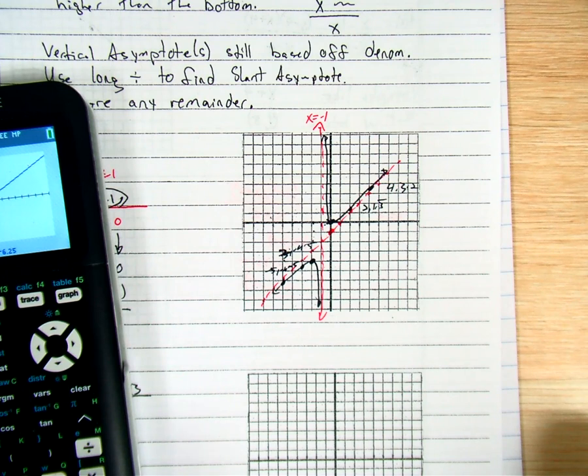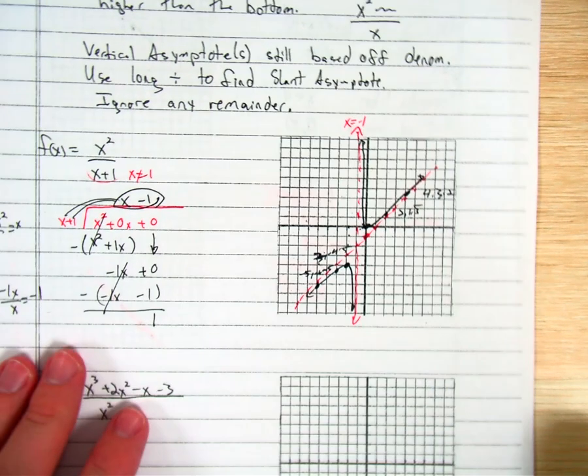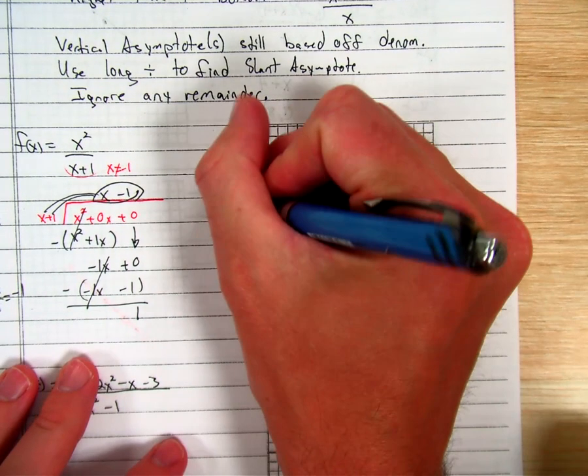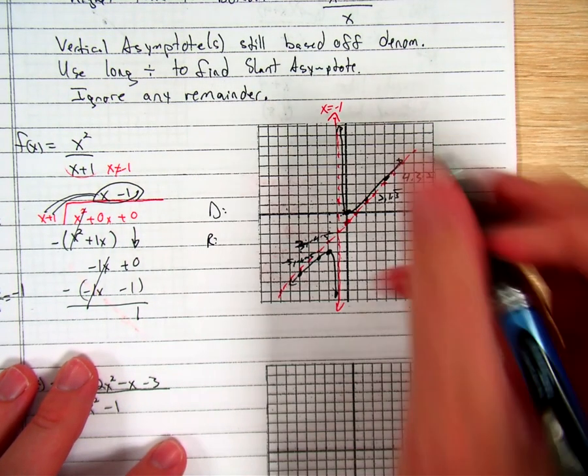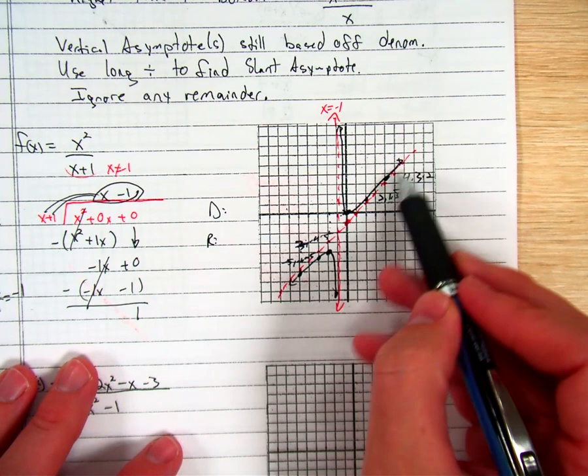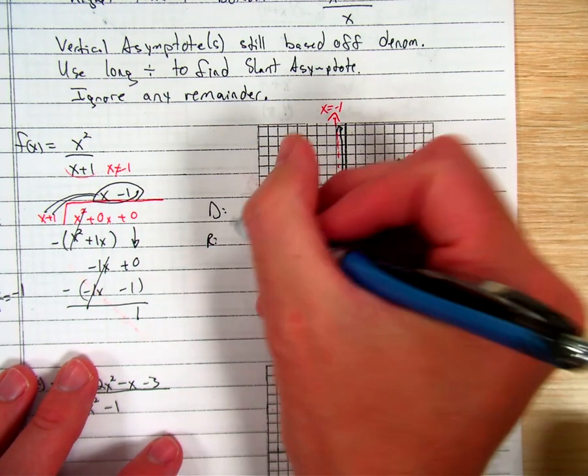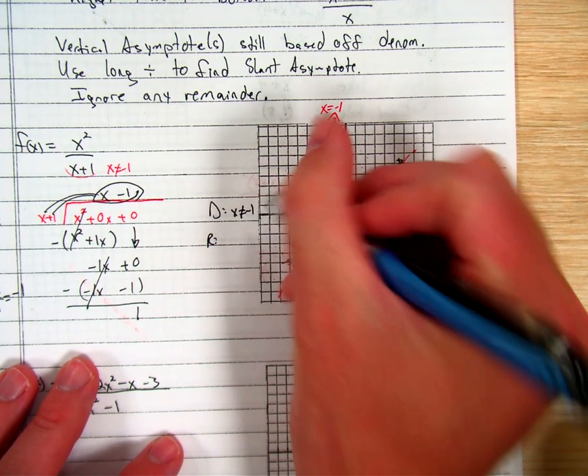Okay. This was a tricky one. This is a tricky one for domain and range. Okay, domain. We're going left and right forever. We got that asymptote in the middle. So we have all x's that are not equal to negative 1.